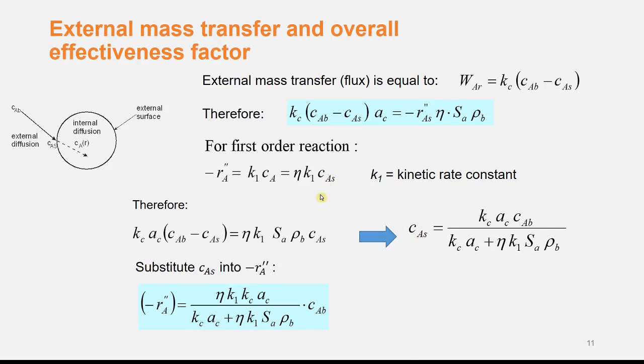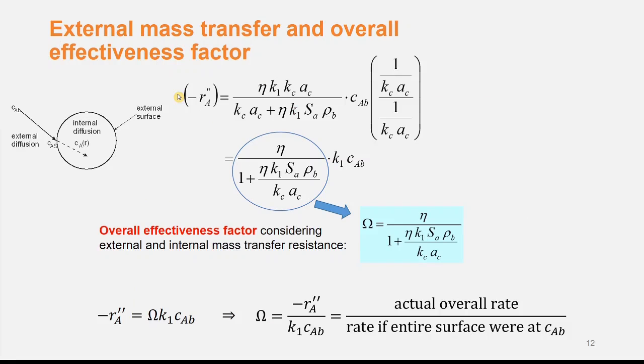Now we have an expression for the overall rate, the negative R_A double prime, that depends only on quantities that are measurable or calculable. Before, when it depended on C_AS, it was not so convenient. We can rearrange the expression for the rate of the reaction, negative R_A double prime, so that it looks like negative R_A double prime equal to a constant times k1 times the bulk concentration, C_AB.